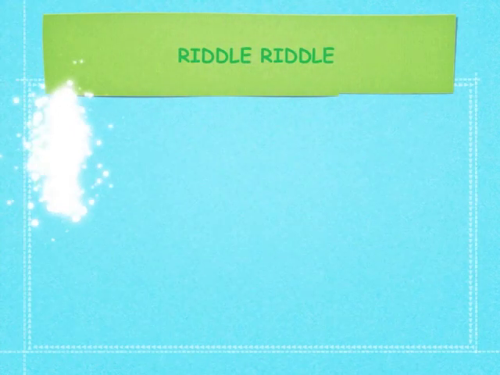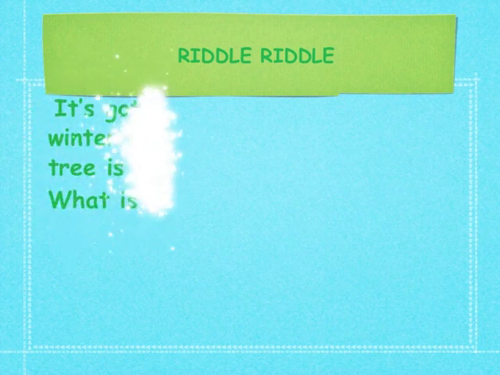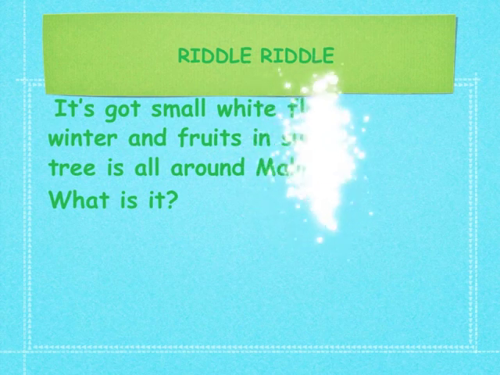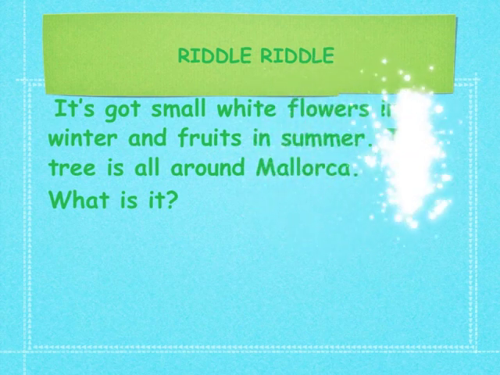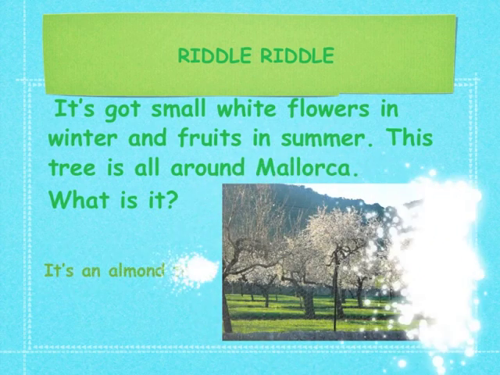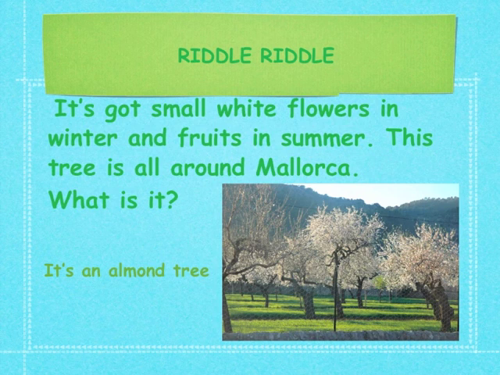Riddle, riddle. It's got small white flowers in winter and fruits in summer. This tree is all around Mallorca. What is it? It's an almond tree.